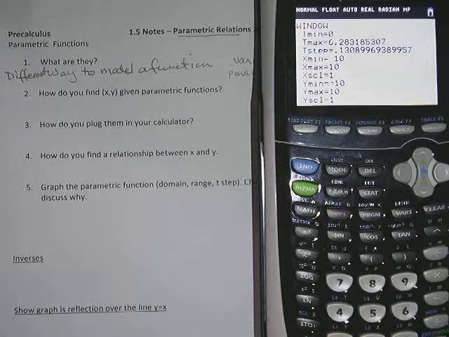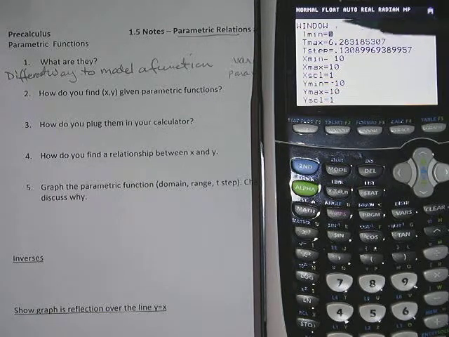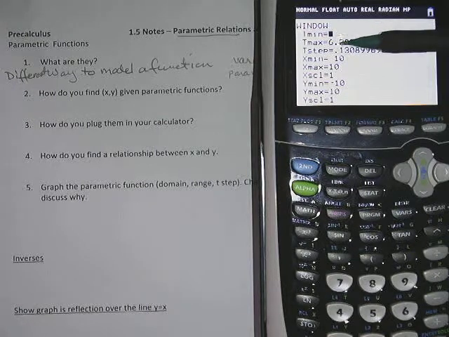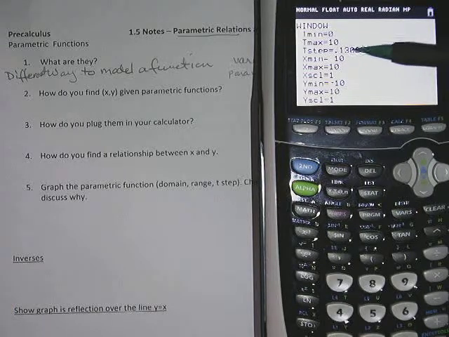Okay, now let's go to the window. The window's a little different. I want you to notice some things about the window. A lot of people's might be different. Mine is in a different mode because of the functions I had on there. My T min is 0. So, for instance, if I wanted to start at time is 0, this is what it'd be. My T max right now is 6.28. Maybe change that to 10.